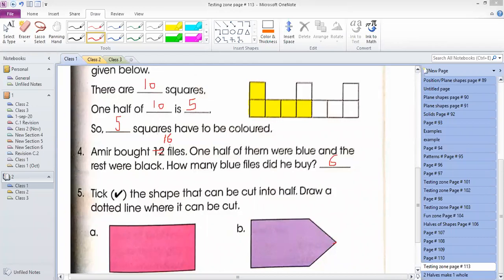Amir bought 16 files and half of them were blue. What is the half of 16? How many blue files did he buy? Eight. Very good. How do you know?